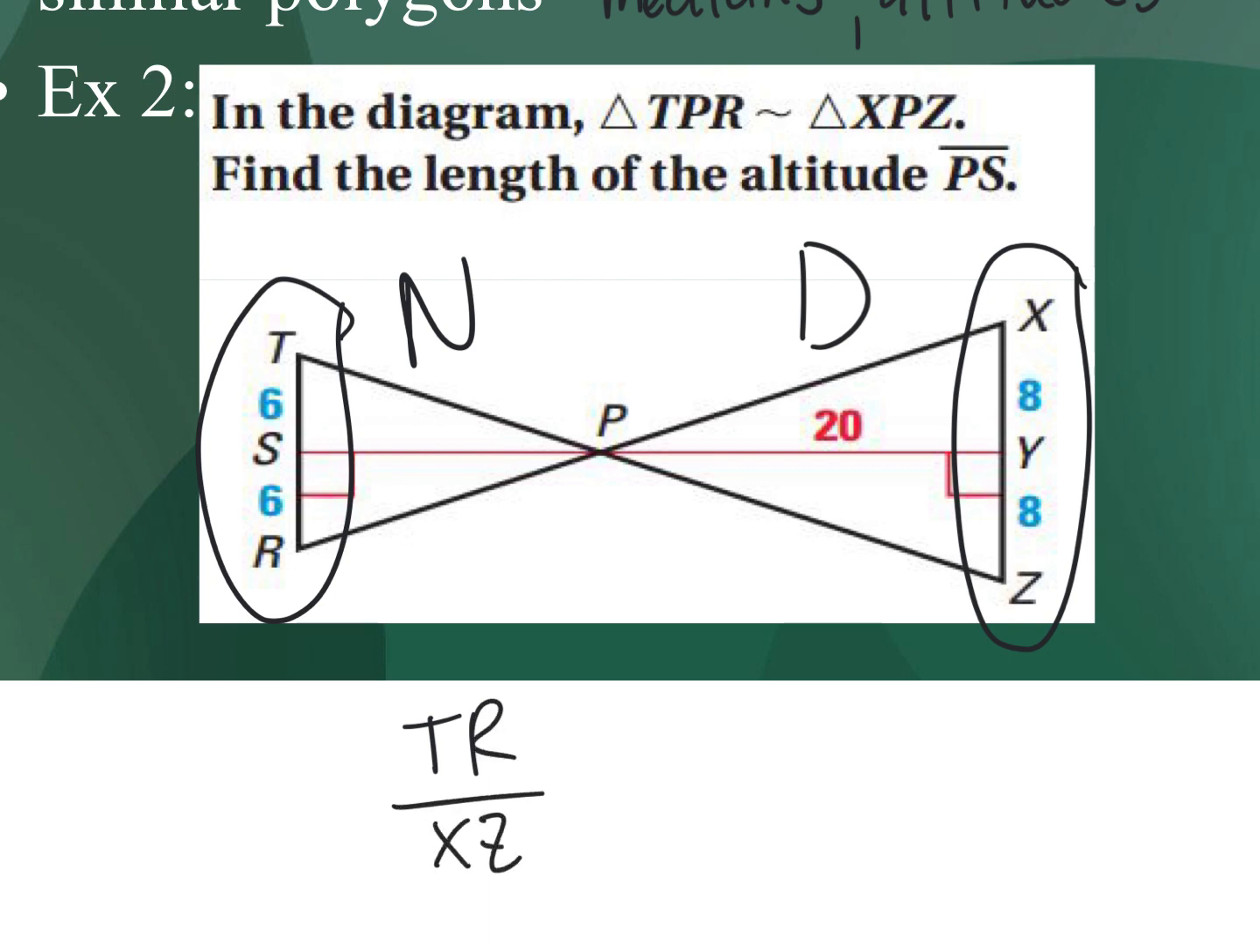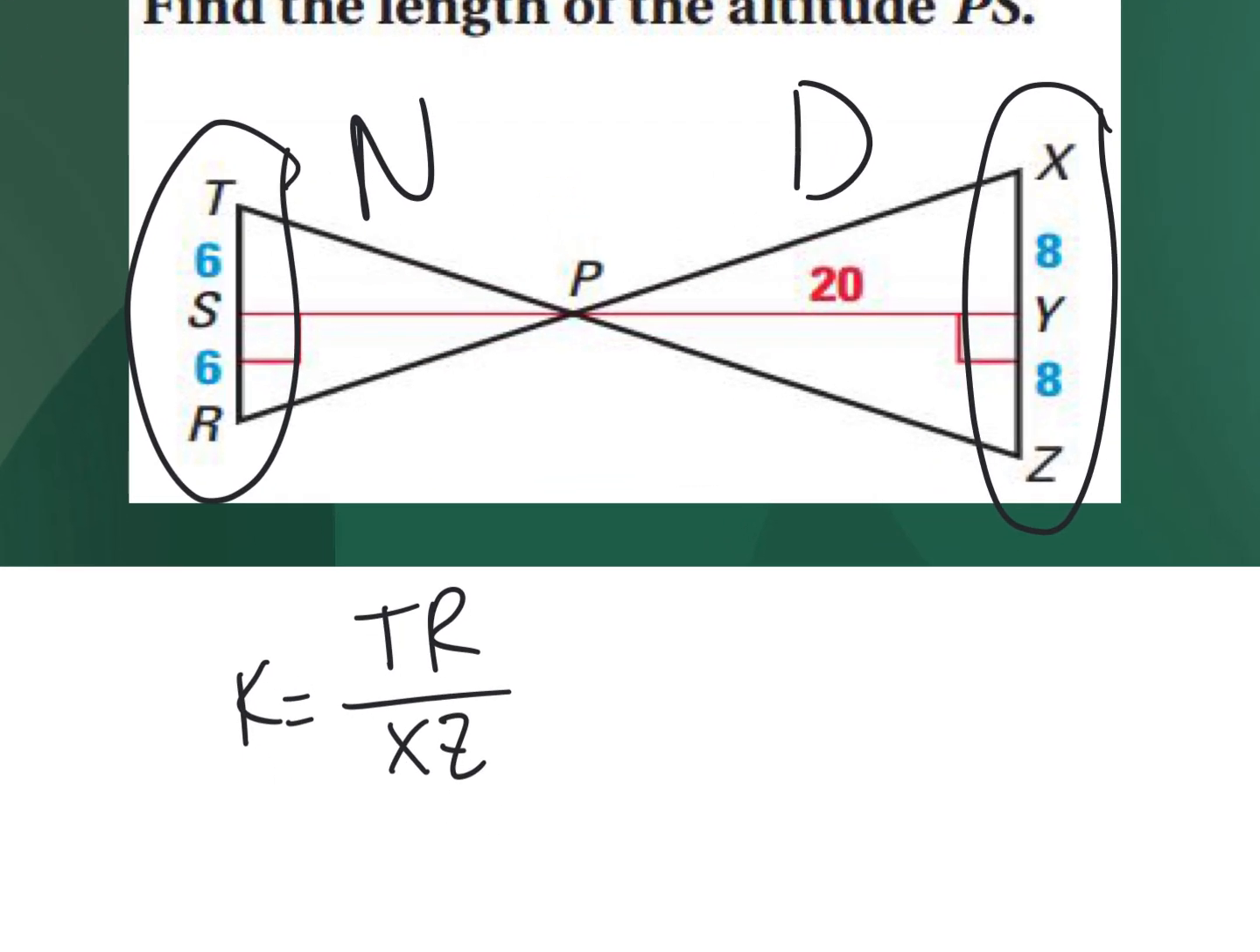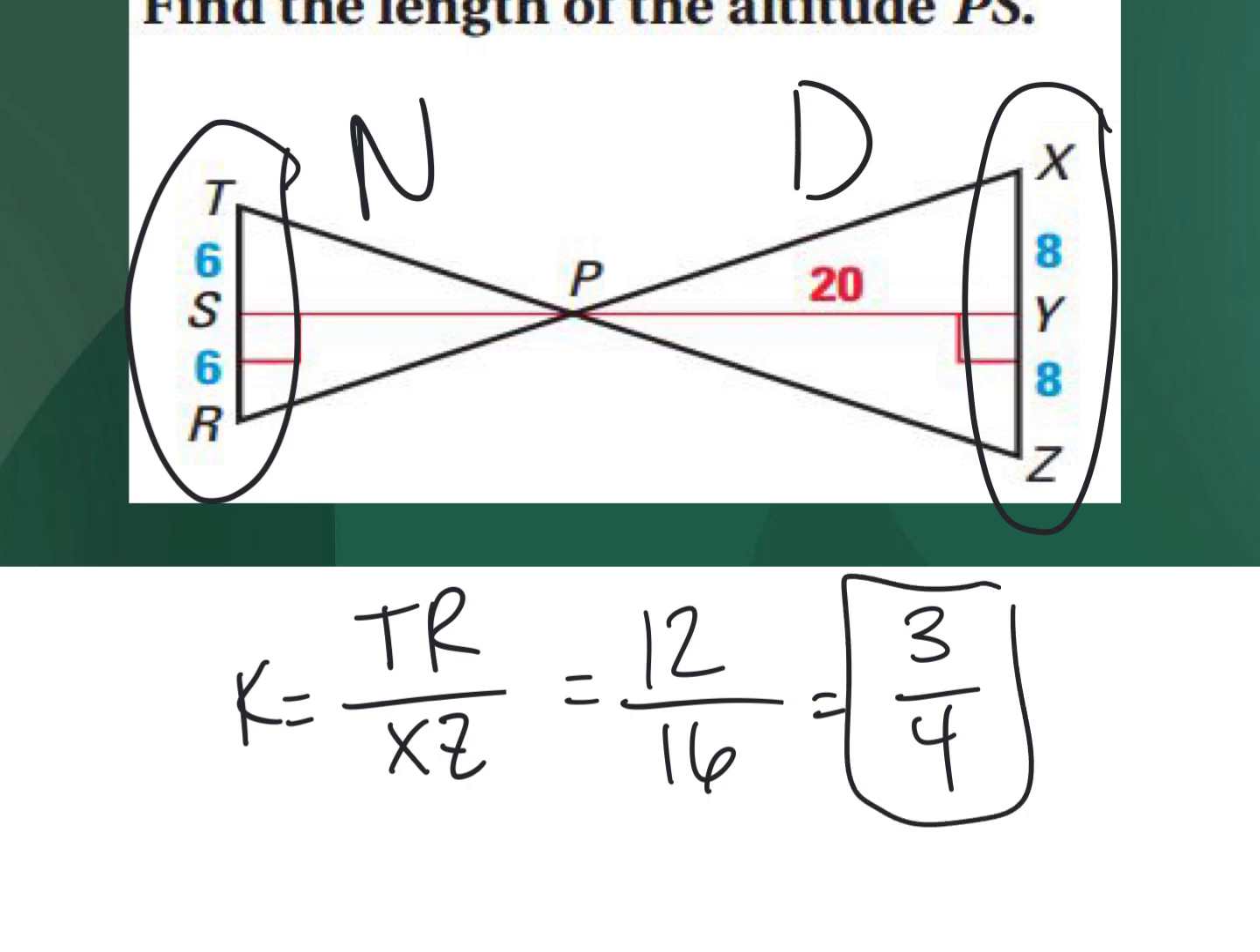And I'm saying this should be equal to what? My scale factor, right? My K. All right. Now, what is TR going to be? It's 12 because you add the two sixes together. What is XZ's length? 16. Does that scale factor simplify? Yes. Sure does. It's going to be 3 over 4 because they're both divisible by 4. So I just found my scale factor.